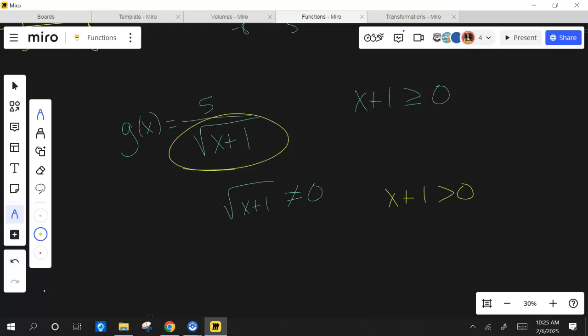What? I don't know. I was listening for that, I guess. Yeah, it's because it can't be 0, because it's in the bottom, right?